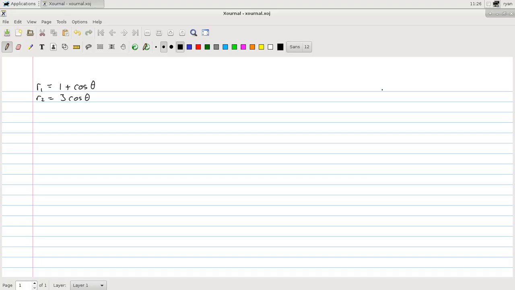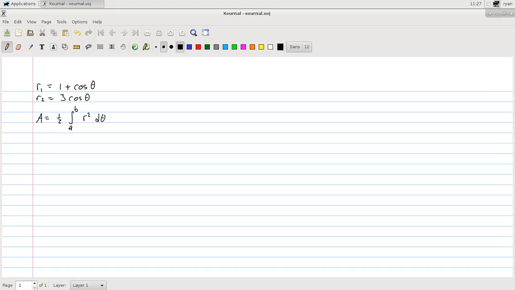Set up an integral for finding the area of the region that is bounded by the graphs of r1 equals 1 plus cosine theta and r2 equals 3 cosine theta. In order to find the area, remember the area is 1/2 the integral between our limits of integration of r squared d theta. So to go any further on this, we need to find two things.